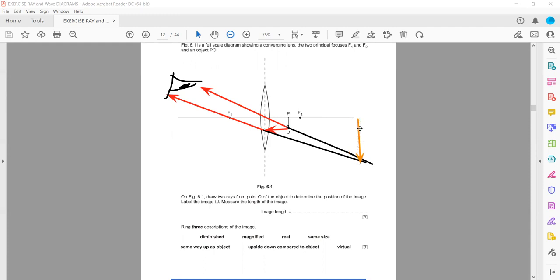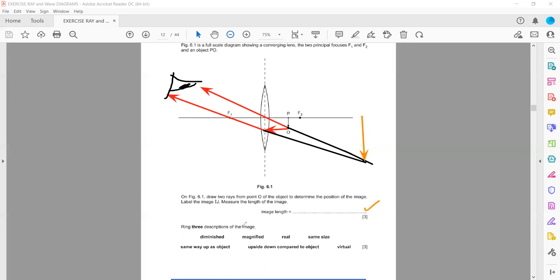It will be somewhat here, but because I'm not using a proper measuring ruler, I'm getting a bit far from the principal axis. But it will be somewhat within this region. Then you have to use a ruler, measure this height using your scale.